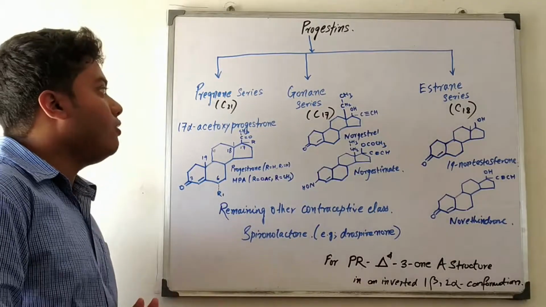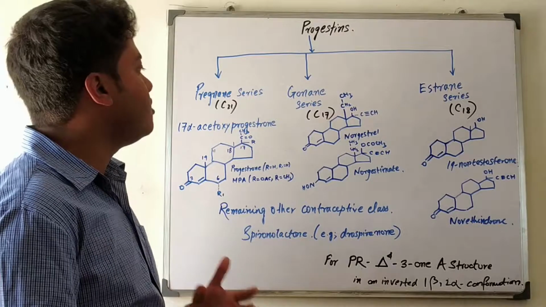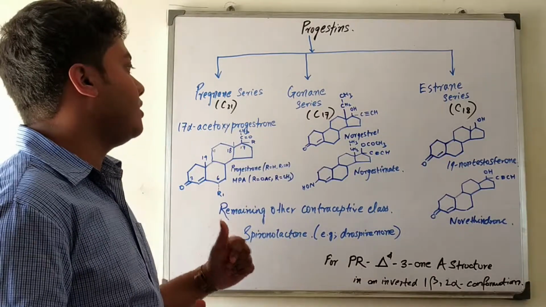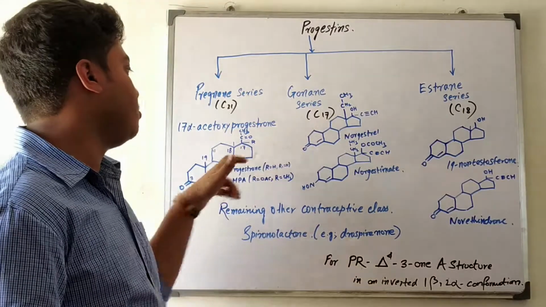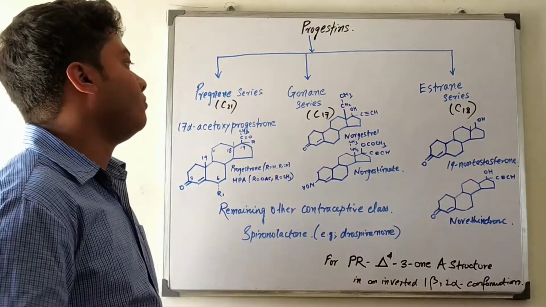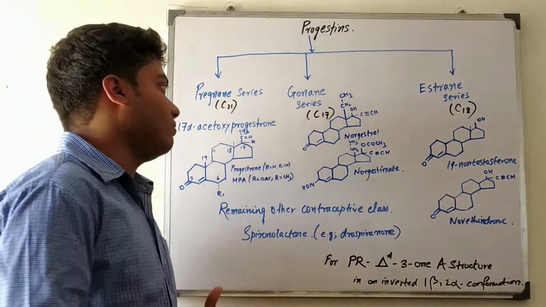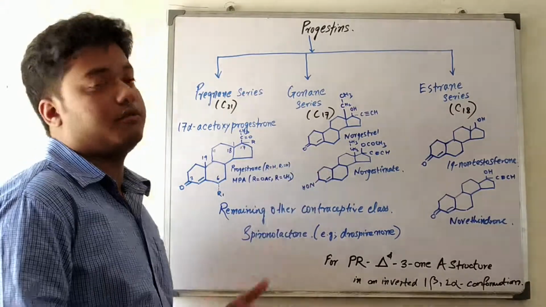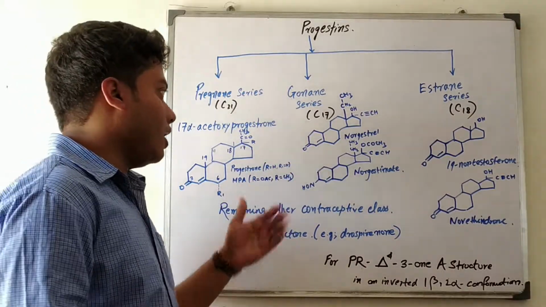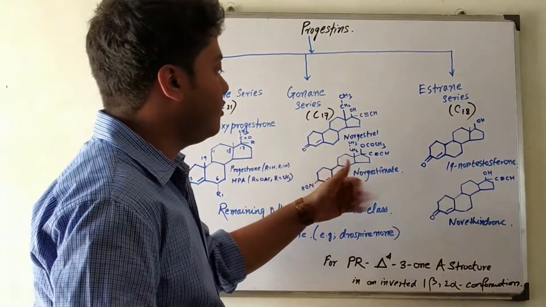And we have the gonane series, which is another 19-nor series, because there is no carbon at the 19 position. This position is 19, so there is no methyl group present. Here there is norgestrel, and here there is norgestimate.